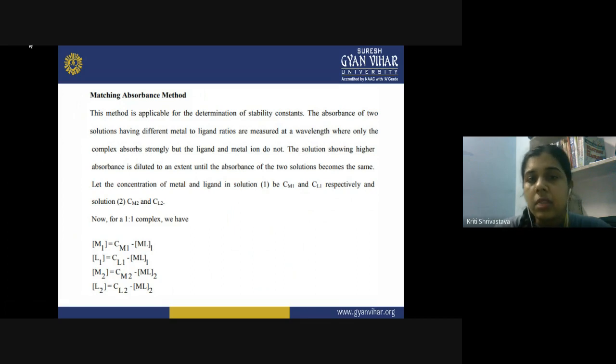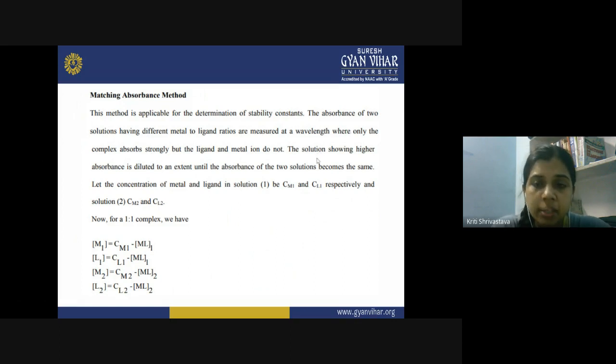Here also we prepare two solutions only, and both the solutions have different metal to ligand ratios, and then we get the absorbance of both the solutions. The absorbance is measured at a wavelength at which only the complex shows absorption and not the ligand and metal ion. The ligand and metal ion can have their own individual lambda max, right? But they should not absorb at the lambda max value of the complex. So at that wavelength you are actually measuring only the complex concentration.